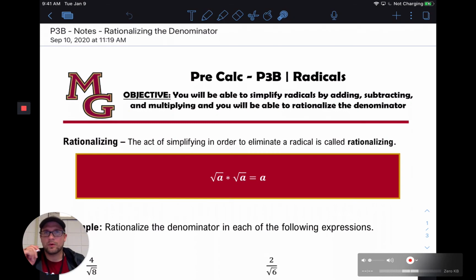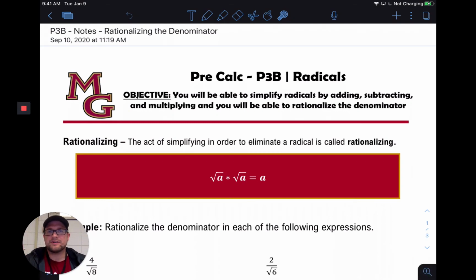Hey everybody, welcome back. Today we're going to be talking about standard P3B, which again is dealing with radicals. Our objective today is that you'll be able to simplify radicals by adding, subtracting, and multiplying, and you'll be able to rationalize the denominator. The rationalizing the denominator is really the part we're going to focus on today. In yesterday's video, we dealt more with the adding, subtracting, and multiplying.